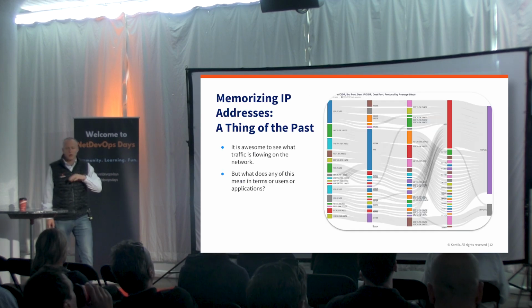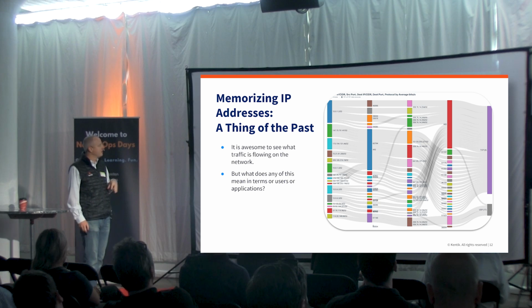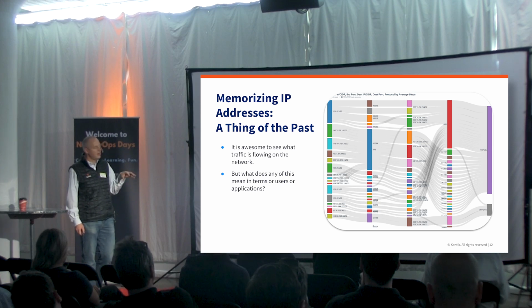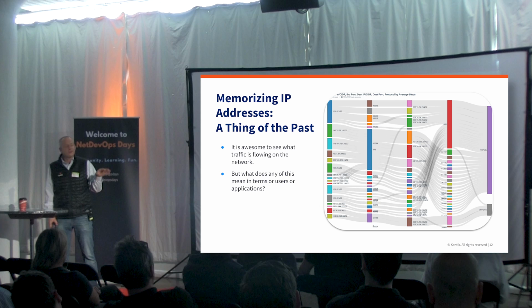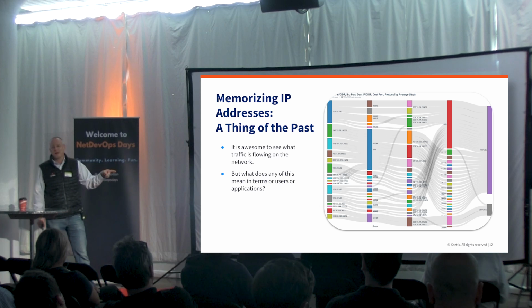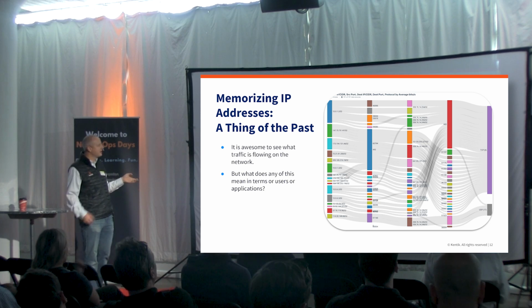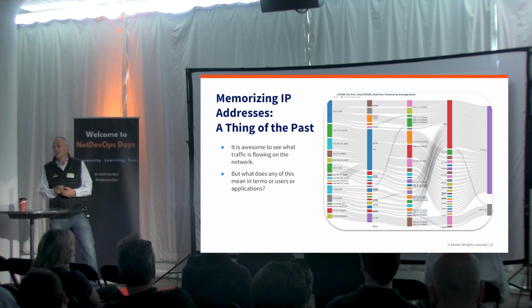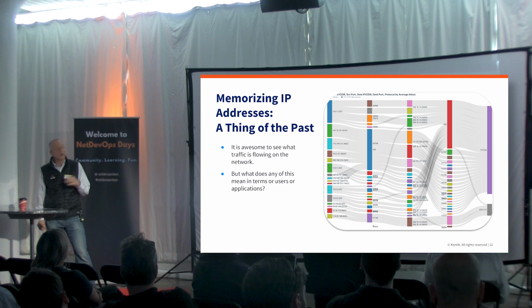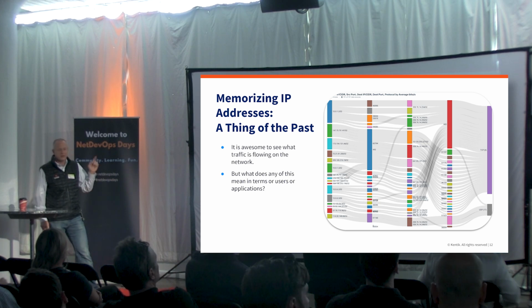But I would argue, and what I find when I talk to customers is, that's great for the networking team potentially, but nobody outside of the networking team knows what to do with a graph like this, right? What do those IP addresses mean? What do those ports mean? That doesn't mean anything to our application teams, so they can't make sense of it. And I would argue that for a lot of the networking teams, these no longer mean anything.